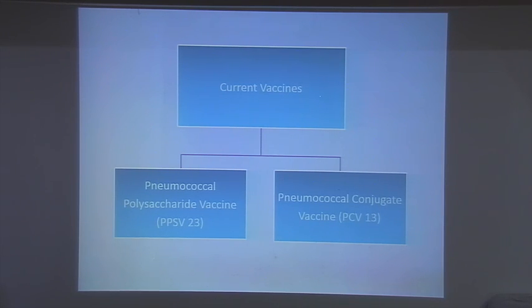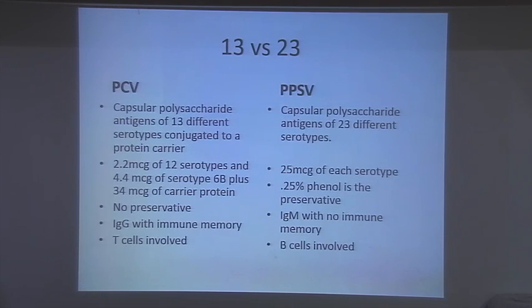So currently we have two vaccines which are available in the market. One is a polysaccharide pneumococcal vaccine which has 23 serotype polysaccharides in it. And we have a conjugate vaccine which has the antigens of 13 serotypes. So what is the controversy? What is the difference between the two? Why is it that we need to decide which is better?